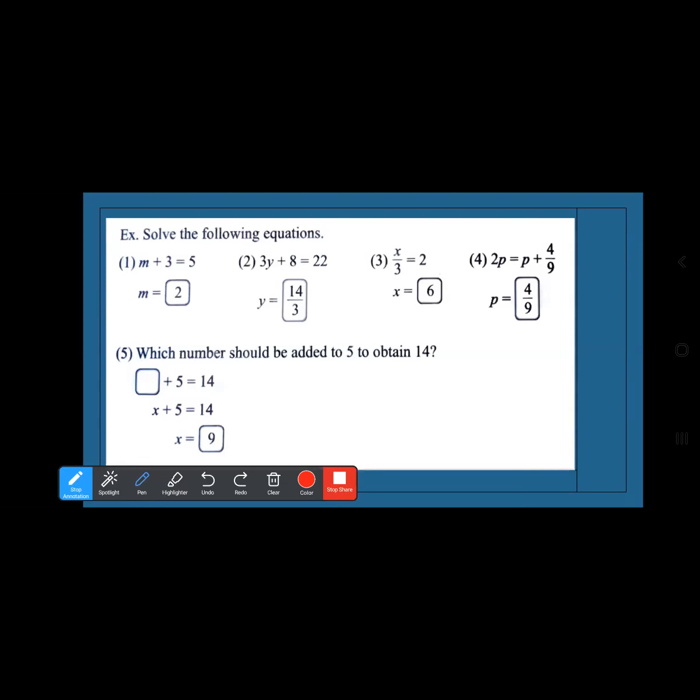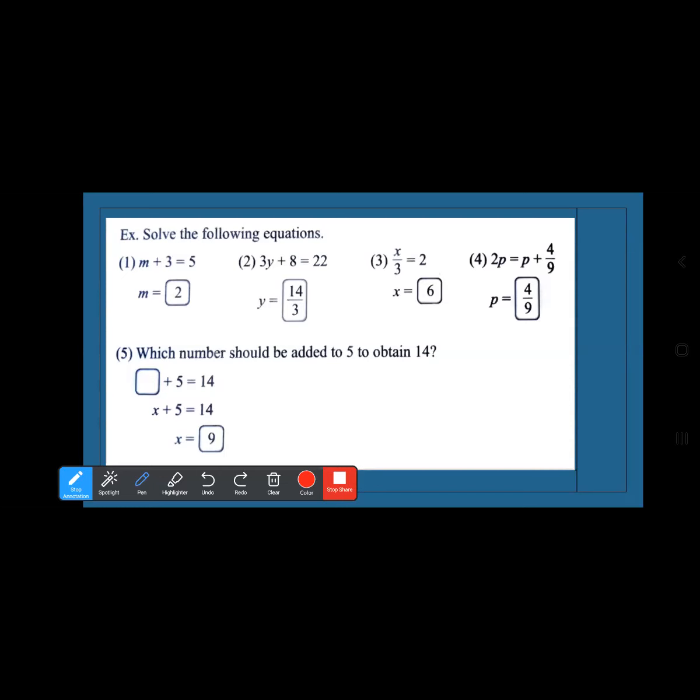Now how to solve? Because once you get familiar with solving linear equations in one variable, it will be easier for you to solve linear equations in two variables. Okay, because the same concept, the same method we are going to apply over there.